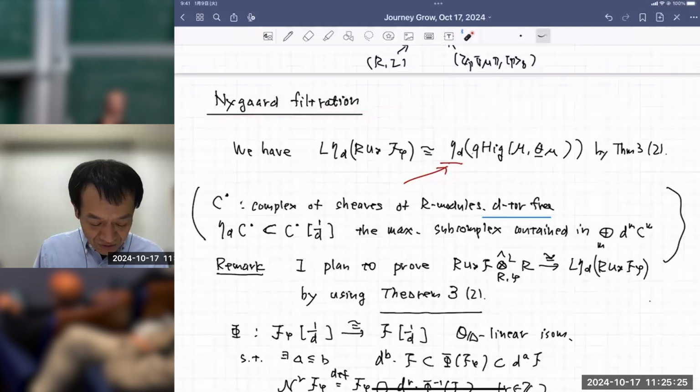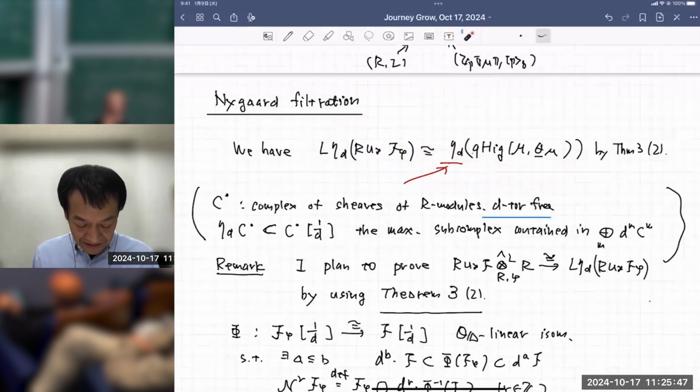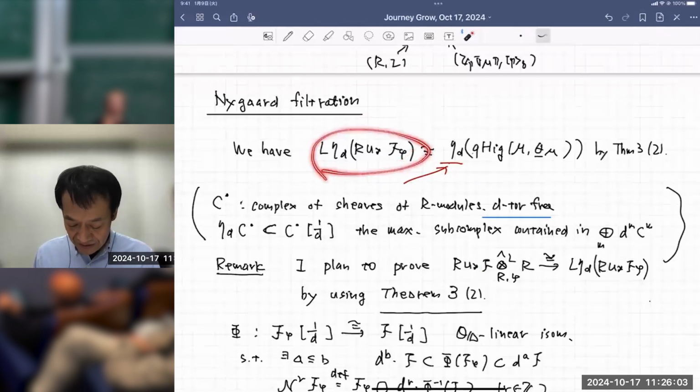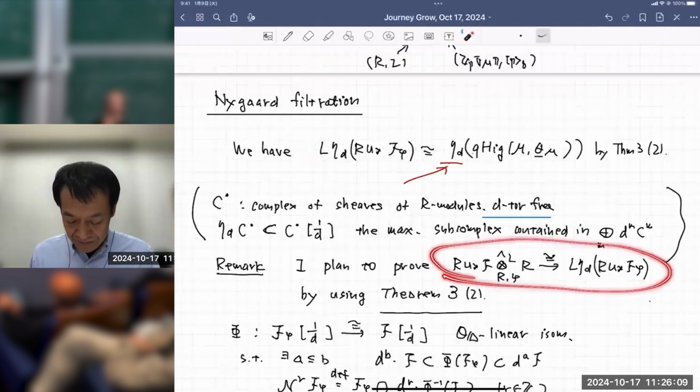I will try to explain the Nygaard filtration. So then I consider L eta D of this projection of F phi of RU star. This is isomorphic to eta D of the q-Higgs complex by the second claim of theorem 3. I just skip the definition. It is naturally expected that the projection of the original F to the Zariski side is isomorphic to this complex after taking the Frobenius.